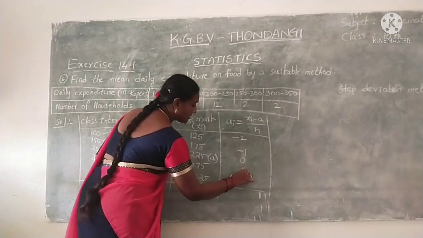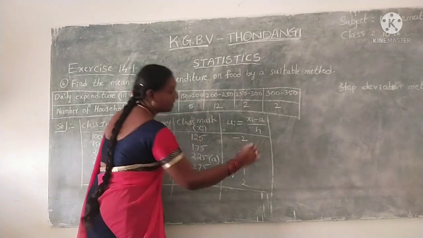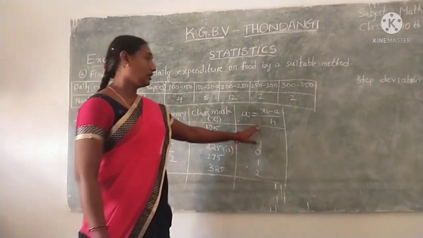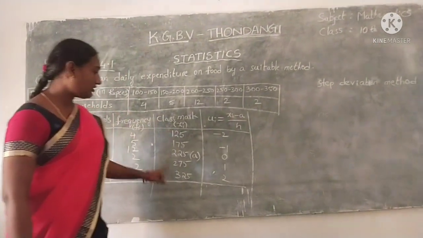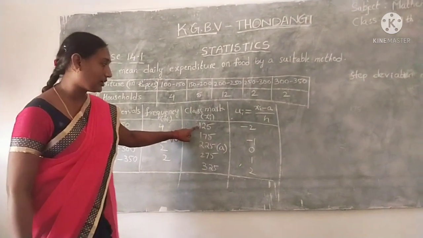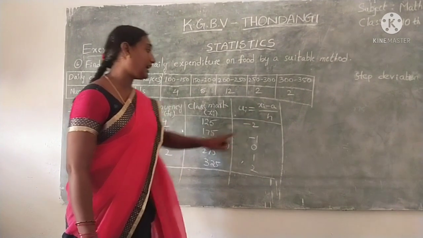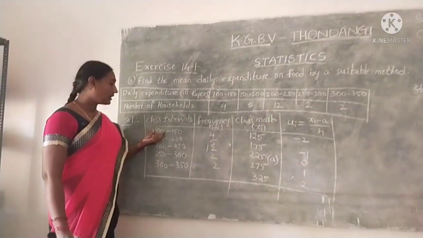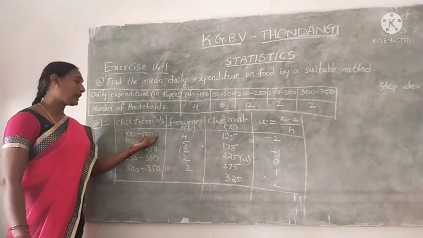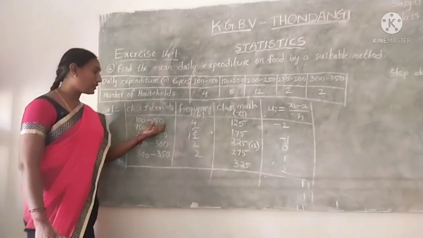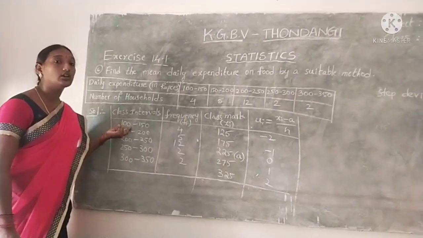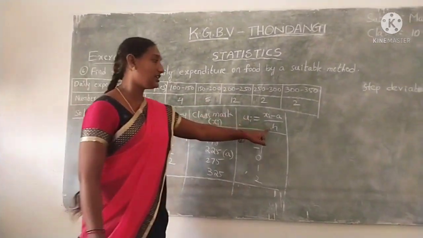Below the 0 is 1 and the next value is 2. So xi minus a, what is the value of xi minus a? Xi means 125. 125 minus 225, divided by h. What is the class size here? 150. The difference between upper class limit and lower class limit, that means 150 minus 100, that is equal to 50. What is the value of h here?